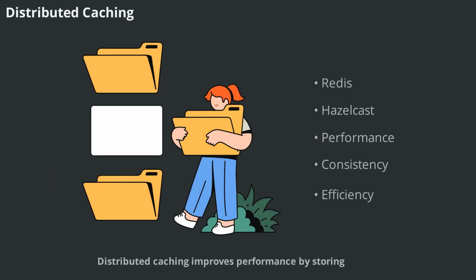Distributed caching improves performance by storing frequently accessed data closer to the client. Tools like Redis and Hazelcast are commonly used in Spring Boot microservices. Interviewers may ask about caching strategies, handling consistency, and optimizing resource usage. Mastering distributed caching techniques will help you design efficient, scalable systems.